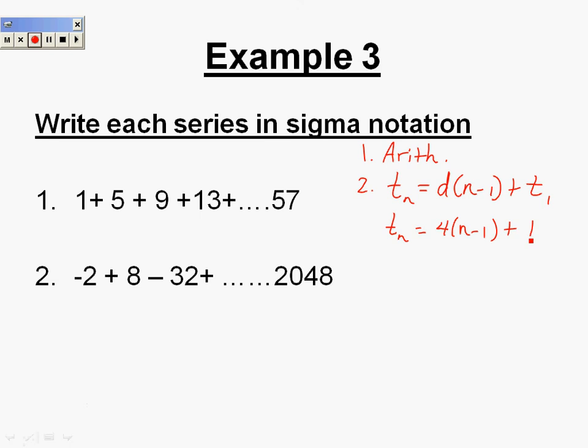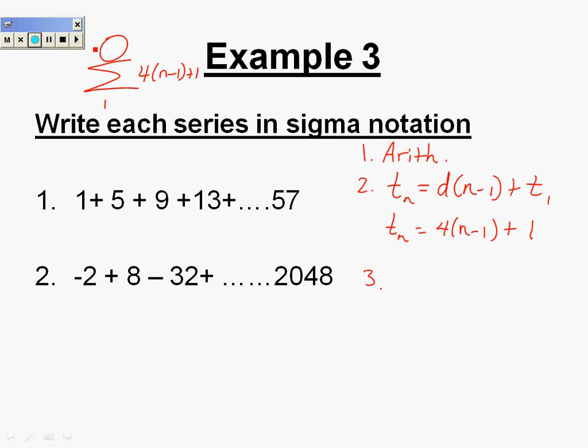Now step 3 is we need to figure out what the upper limit is, because we're basically done. I know the bottom is going to start with the first term. I told you when we do this, we're always just going to start with 1. We know the nth term formula, and that's what goes here. So I just need to figure out what's going up here.